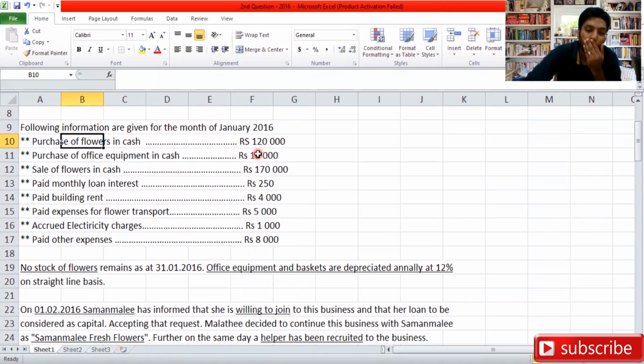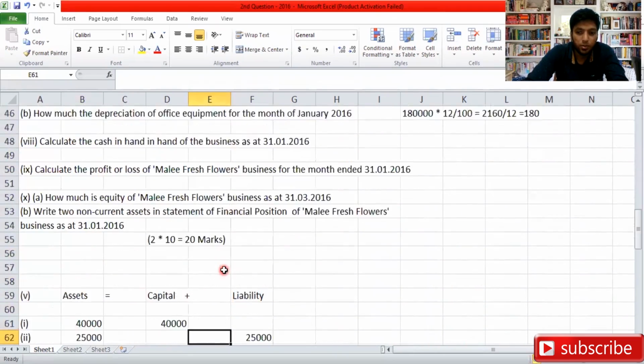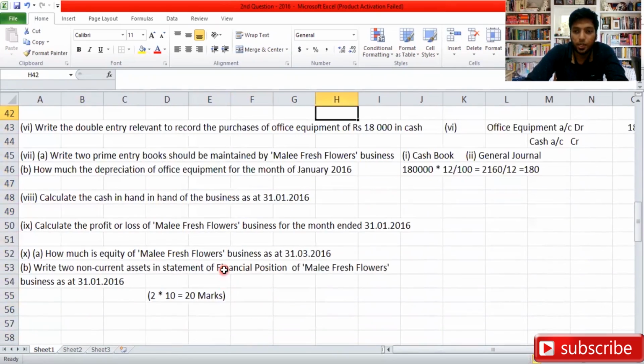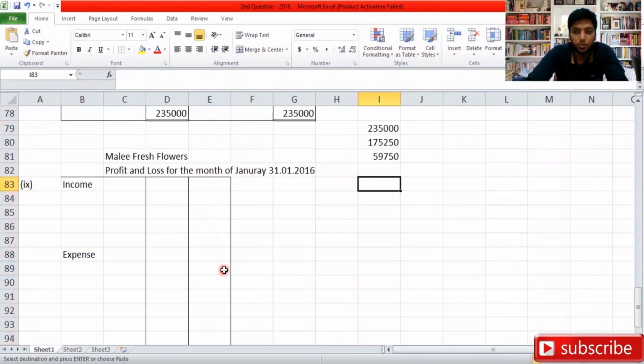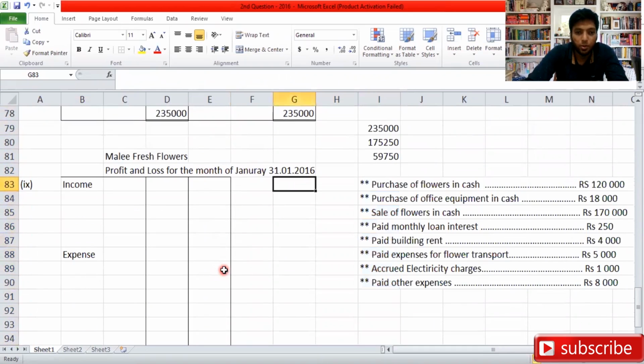So let's move on to the next part. We have sale of flowers in cash 170,000, paid monthly loan interest 250, paid building rent 4,000, paid expenses for flower transport 5,000, accrued electricity charges expense 1,000, and 8,000 paid other expenses. So we can take all these expenses easily. As I said, it's very easy if I keep the details nearby, so I can do my profit and loss easily. So I'll take this information down and prepare the profit and loss, so you will also be able to have a good look.